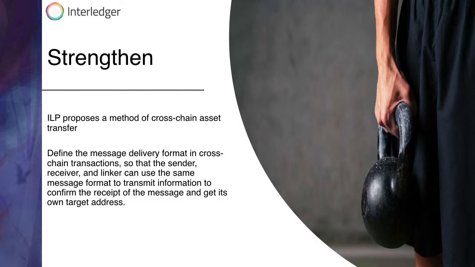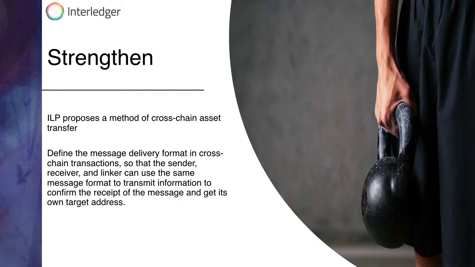The strengths. The Interledger protocol processes a method of cross-chain asset transfer. This is a unicorn. It's a unicorn method for people to connect different virtual currencies together, like Bitcoin, Ethereum, or even Ripple coin.